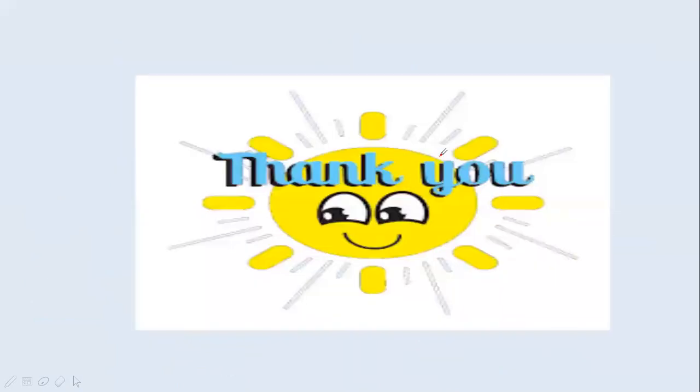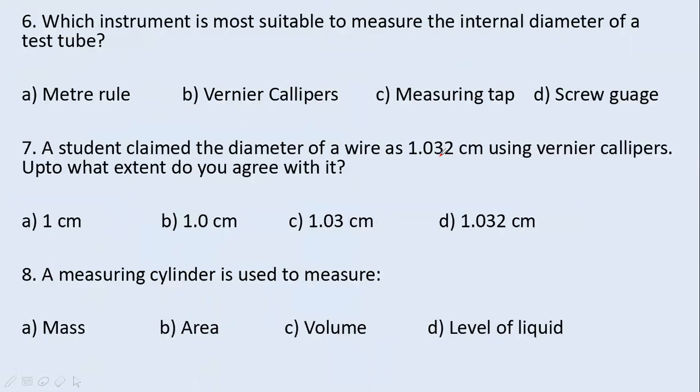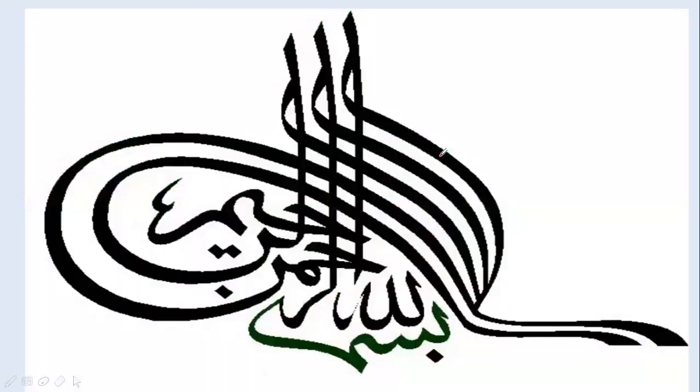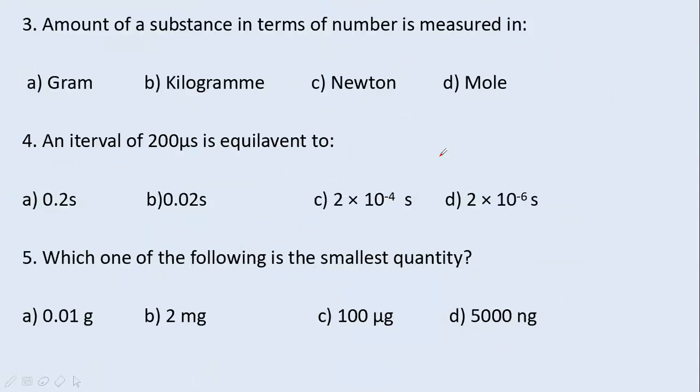We finished this chapter and now we will do a little bit of revision, an update of the exercise. We first do the MCQs in this chapter. Encircle the correct answer from the given choices. The number of base units in the SI system is 7. Which one of the following is not a derived unit? Pascal, kilogram, Newton, mole. The answer is kilogram.